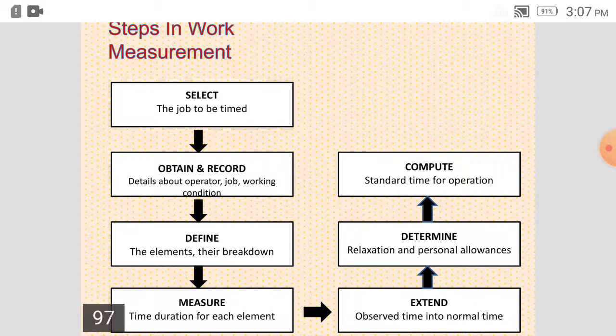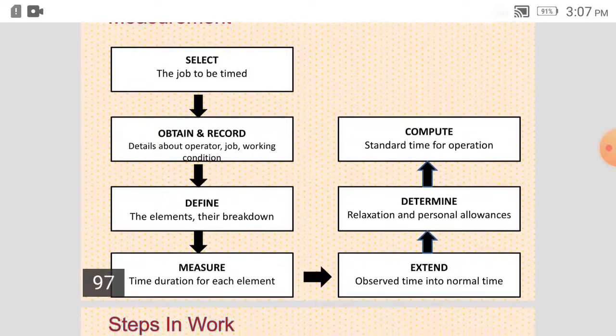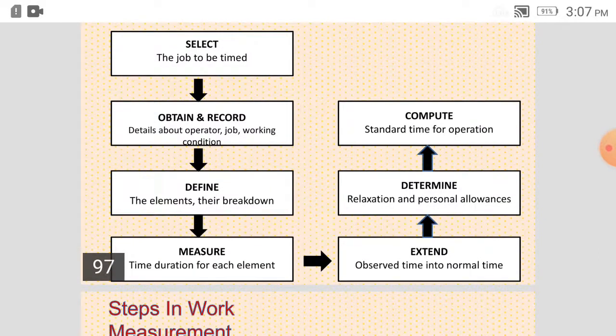Then that job or that activity which that operator is carrying out is to be divided into smaller elements. Their breakdown is known as define. And then next is measure. So whatever number of elements we have formed for an activity, the time duration for each element is to be measured. Then to extend, so observed time into normal time.